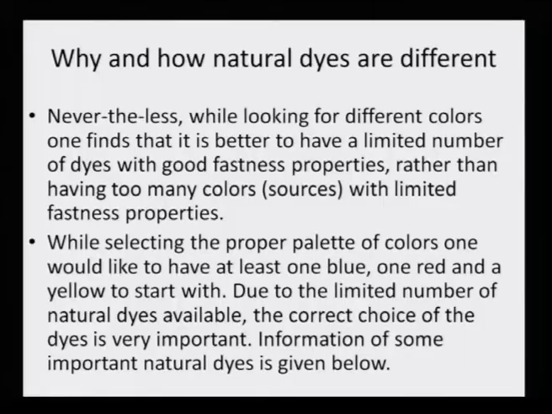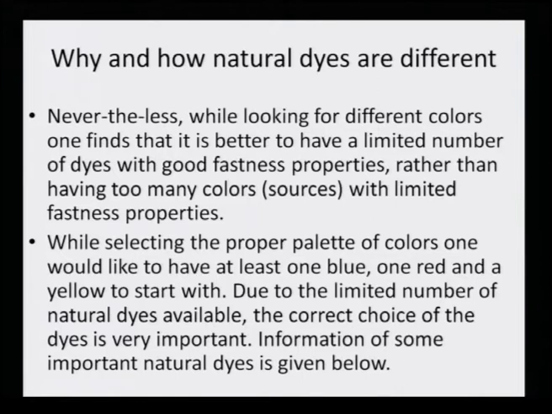So, in order to have a good dye from the natural dye series, the main criteria is to have good fastness properties. Now, these fastness properties include light fastness, washing fastness, perspiration fastness. These are 3 tests that a dye must go through in order to be proven that it is a good dye for fabric. While selecting the proper palette of color, one would like to have at least one blue, one red and one yellow to start with.